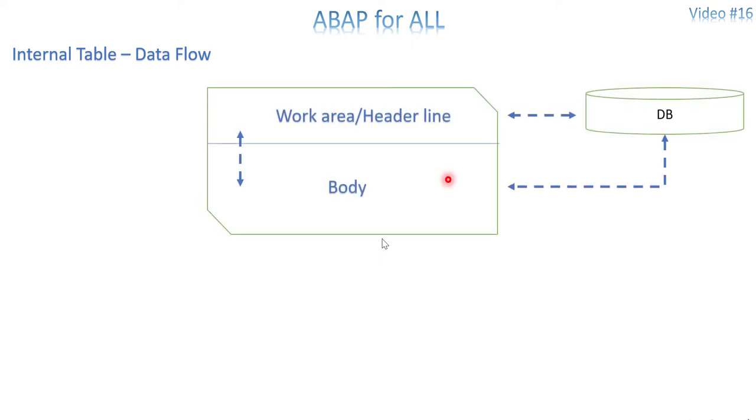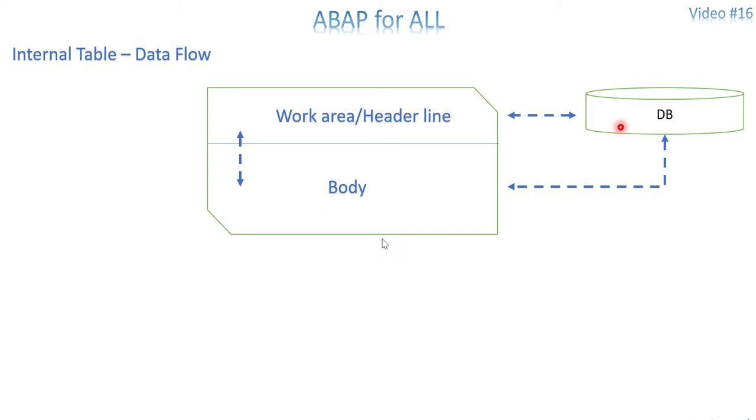The next one is, suppose from a database, I want to move information to a work area or a body. This is a two-way communication. Here you can either use a header line, pass information, and then move information to the body, or you can skip that. I don't want to pass data to a header line or work area. I can pass it to the body of an internal table. That is also possible. The preferable method is to pass the information directly to the body, because the work area can hold only one record at a time.